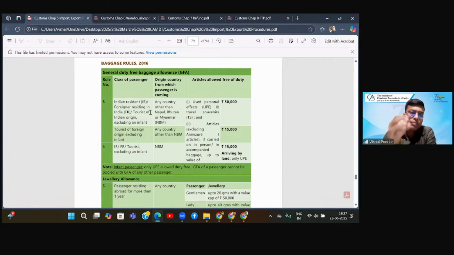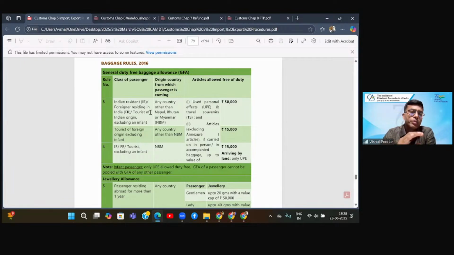However, this baggage rule says that there is some extent to which you can bring the baggage into India without paying any duty. Only when you are carrying baggage exceeding the limits what are given over here, only in those cases you will be required to pay tax. Otherwise, you are not required to pay tax.